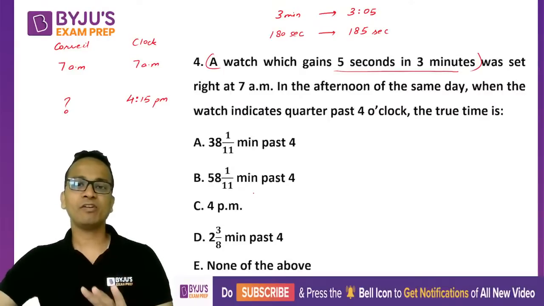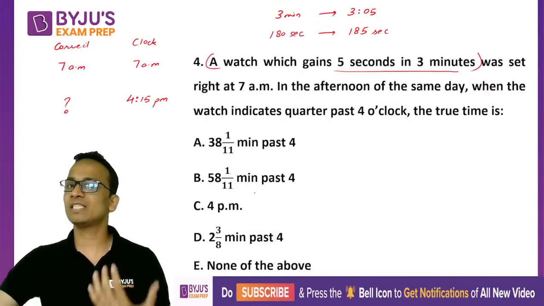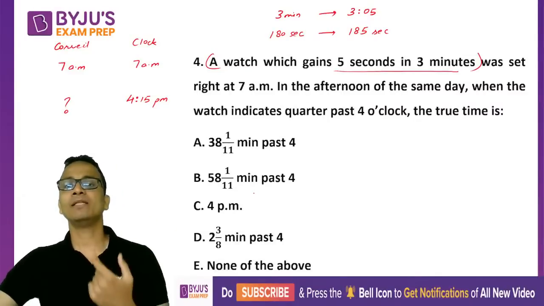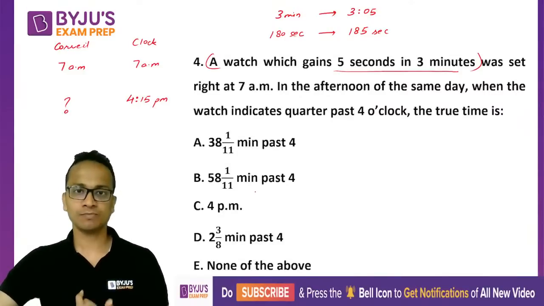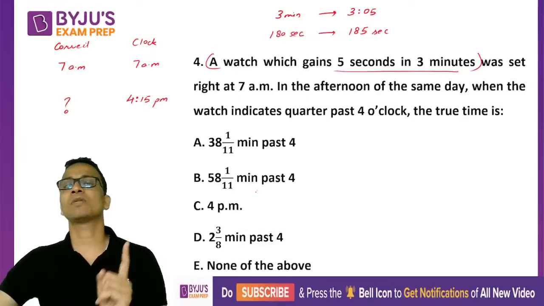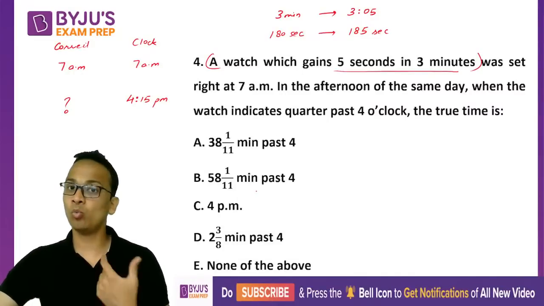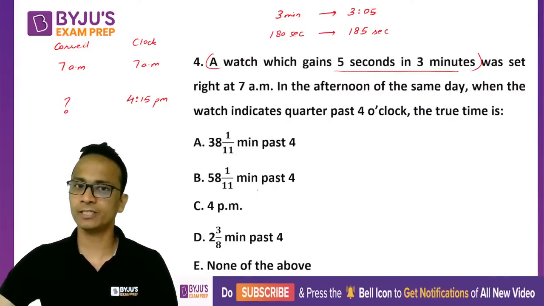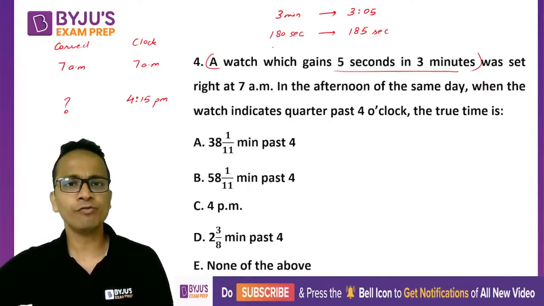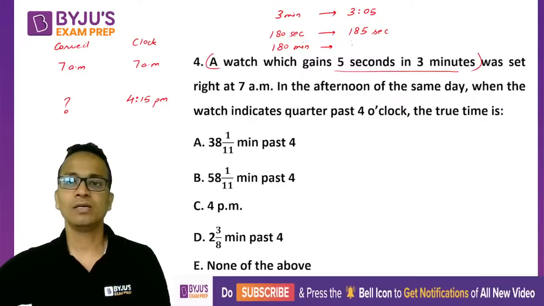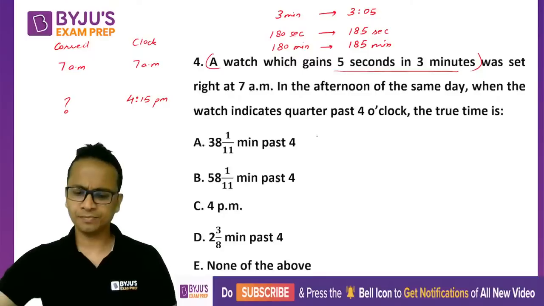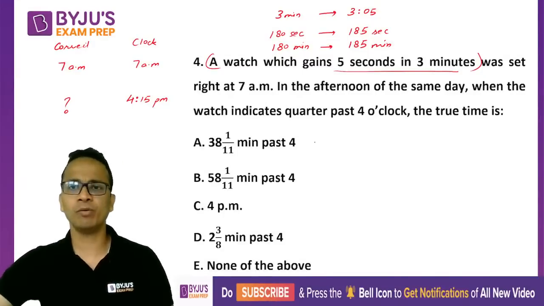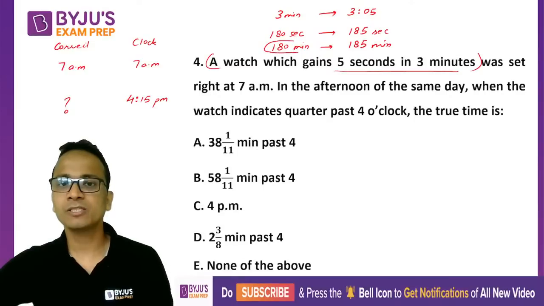So up till this point, I have made whatever is given in the question. 3 minutes correct time, then 3 minutes 5 seconds is the time that will be elapsed in the clock. So I can say that for every 180 seconds, this clock will elapse 185 seconds. Now, since everything will happen uniformly, I can also say that for every 180 minutes that will elapse, this clock will have 185 minutes elapsed, because everything happens uniformly. So now keep this.